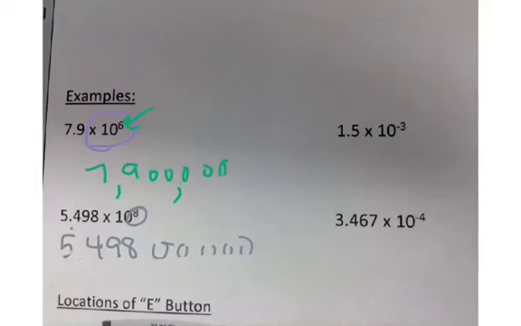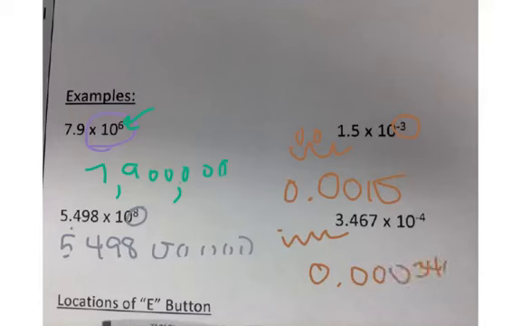And now we're going the opposite way for this one. Because it's a negative 3, I need to make a number smaller than 1, but I have to move it over to the left 3. So it'd be 1, 2, 3. So my decimal moving it over would be 0.0015. For the next one, I'm going to move it over 4. So it would be 1, 2, 3, 4. So I would have 0.000347.